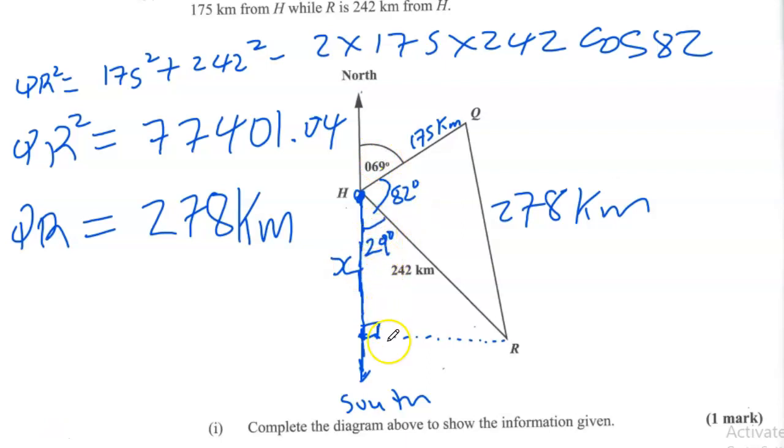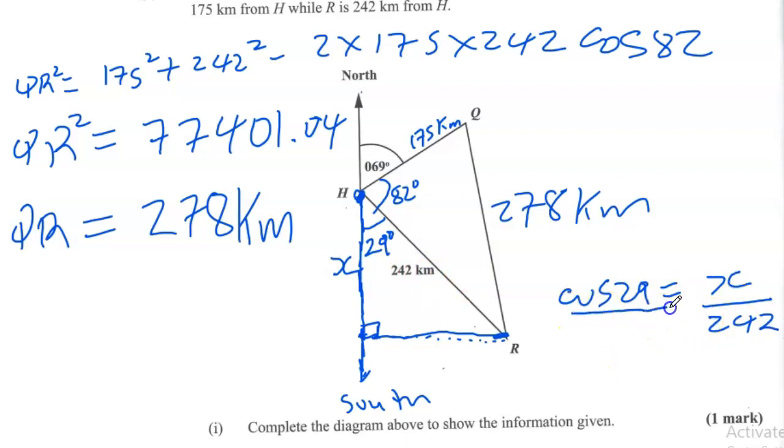So if I think of this as a right angle triangle, and I want the value of X, which is the distance south to R, notice it's a right angle triangle, so X would be the adjacent, right? And the hypotenuse would be 242. So I could use a cosine ratio and say cosine of 29 is the adjacent to this 29 here, which is X, upon the hypotenuse, which is 242.